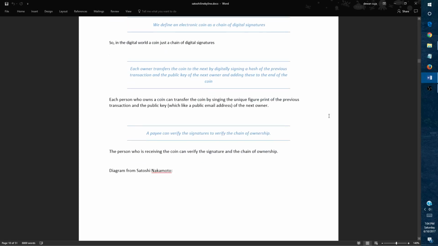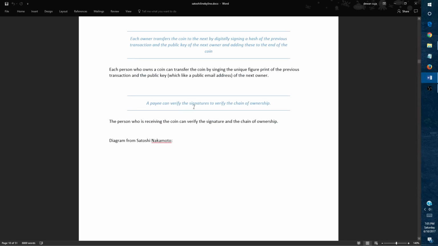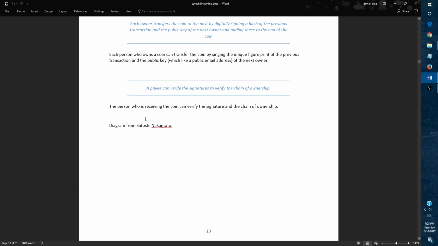Each owner transfers the coin to the next by digitally signing a hash of the previous transaction and the public key of the next owner, and adding these to the end of the coin. So each person who owns a coin can transfer it by signing the unique fingerprint of the previous transaction, and the public key, which is like the public email address of the next owner. A payee can verify the signature to verify the chain of ownership. So the person receiving the coin can verify the signature and the chain of ownership.